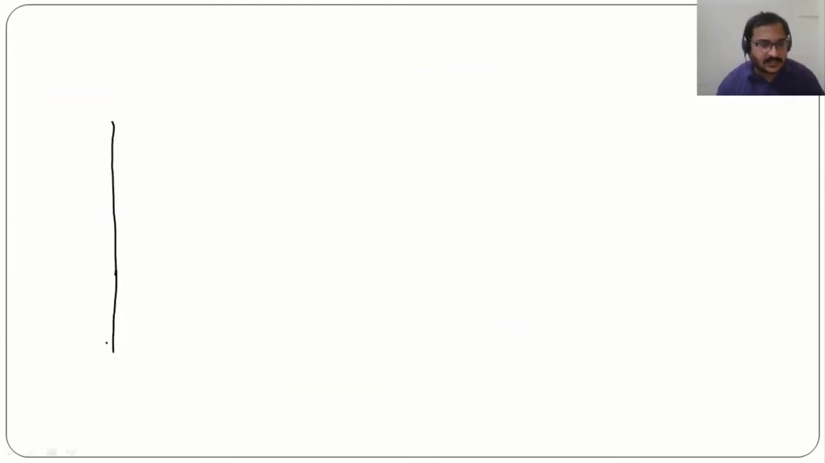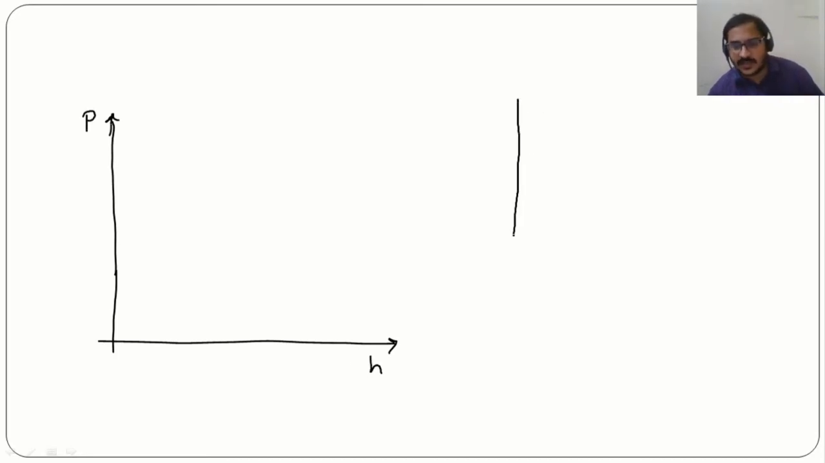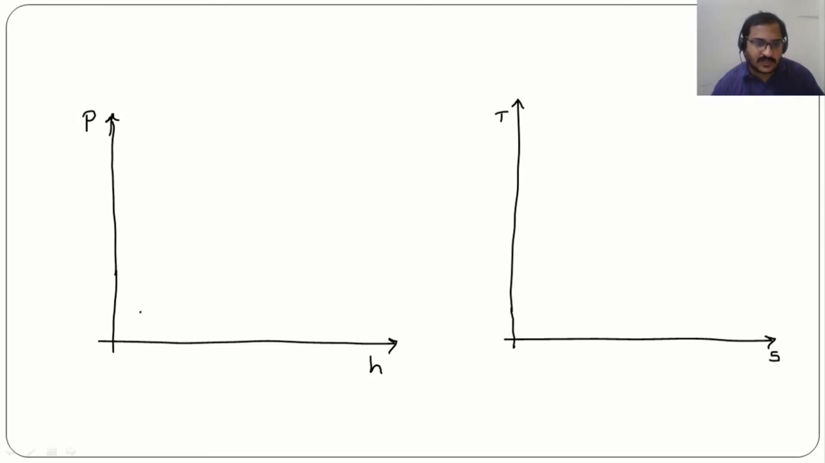Now let me tell you what happens to the COP in the first three cases by taking a comparison diagram, so that you will understand better in which case the COP might be better. Now we have taken the pH and TS diagrams like this.